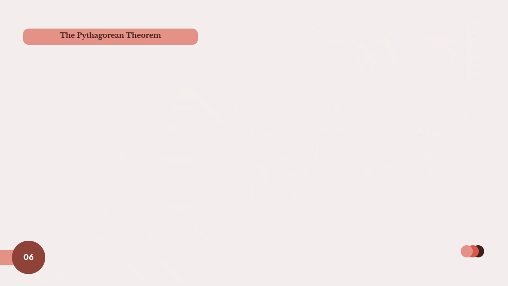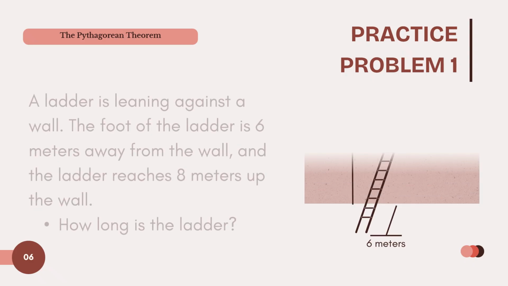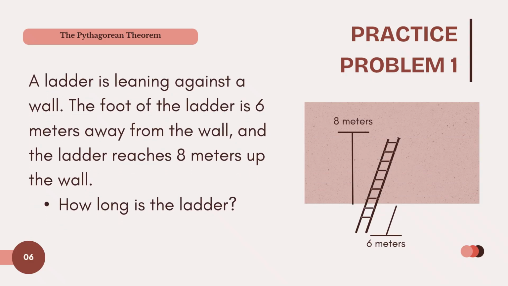Now it's time to put what we've learned into action. In practice problem 1, we will apply the Pythagorean theorem to find a missing side of a right triangle. A ladder is leaning against a wall. The foot of the ladder is 6 meters away from the wall, and the ladder reaches 8 meters up the wall. How long is the ladder?